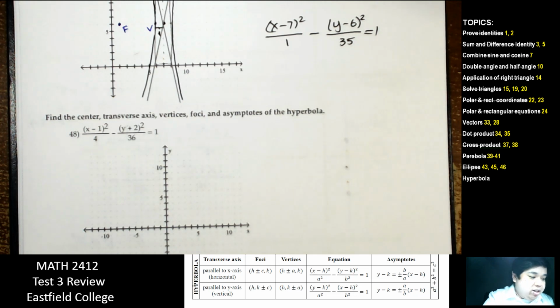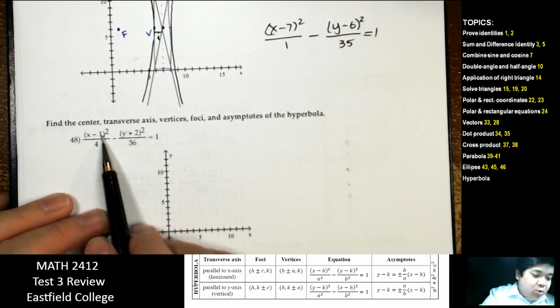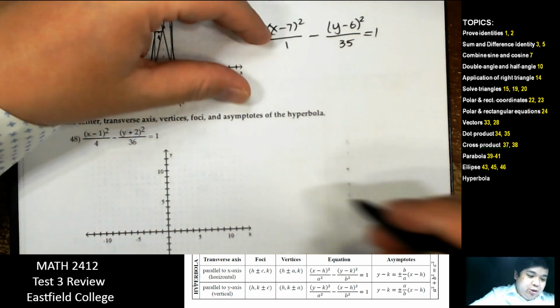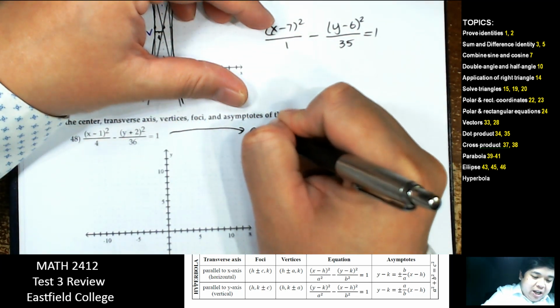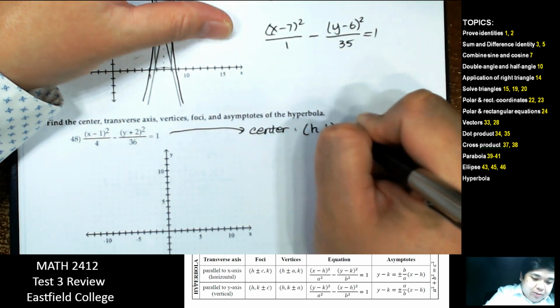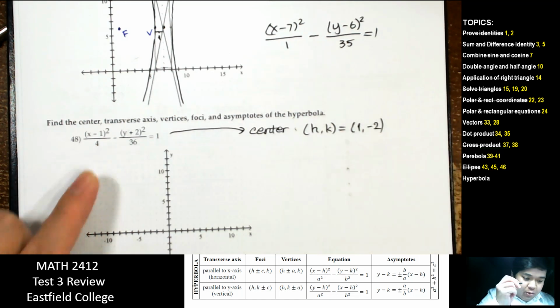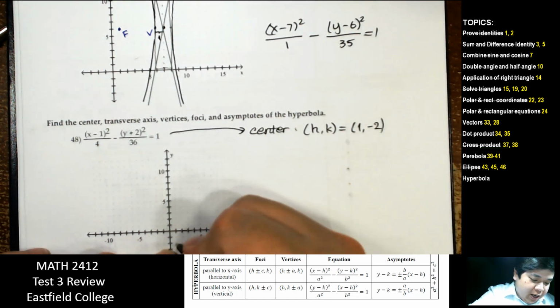Okay, we have the equation, so that's different. Right, so first of all, x minus 1, y plus 2. So from here, right away, we will get the center, h and k, 1 and negative 2. So center 1 and negative 2.